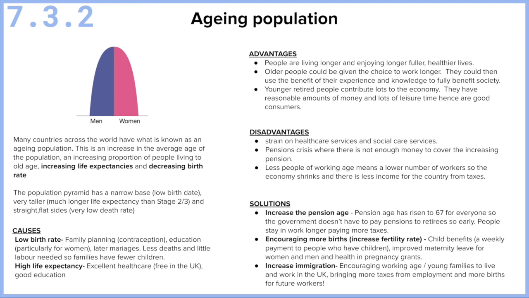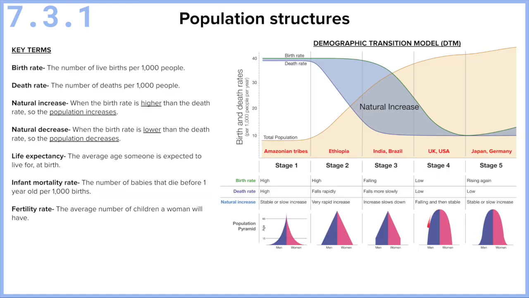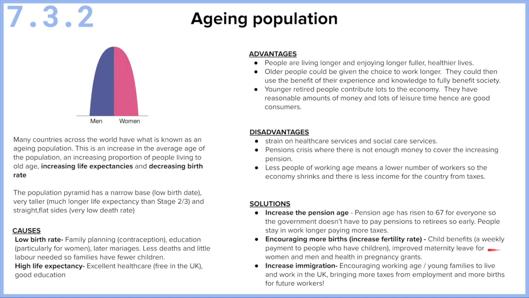Next up, we have aging populations. We're going to have a look at one example, and we're looking at basically stage 4 and stage 5 on the DTM, which is represented as this part of the population pyramid. So we have a straight base and a really wide peak, representing people living for longer, and we have a lot more people at the top of this pyramid, so people over the age of 65. And that's an aging population.